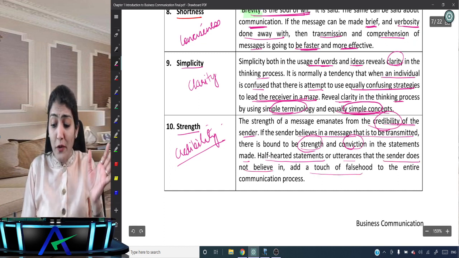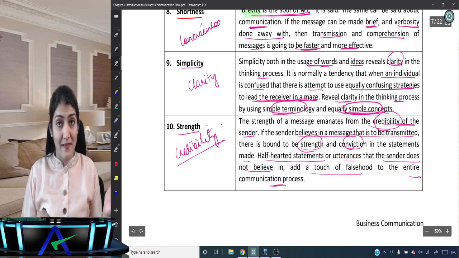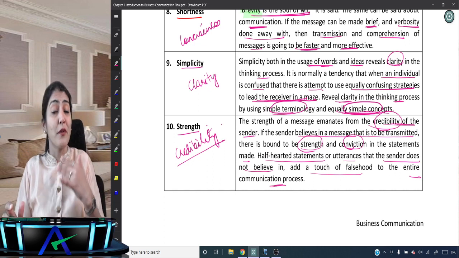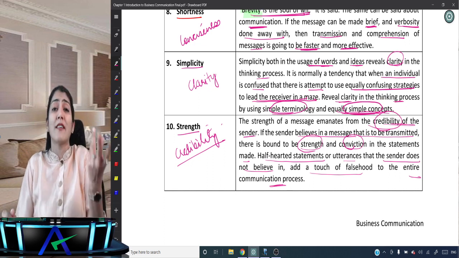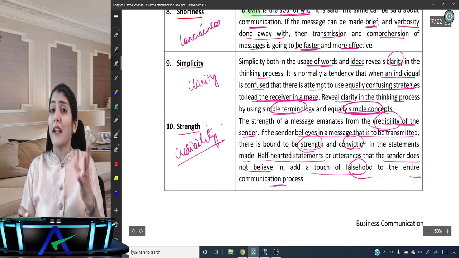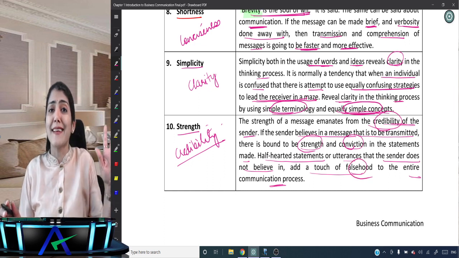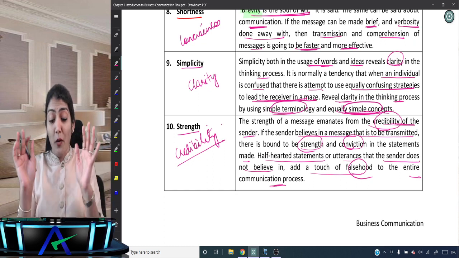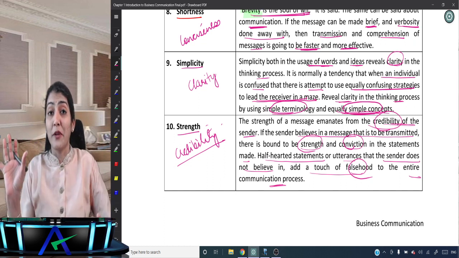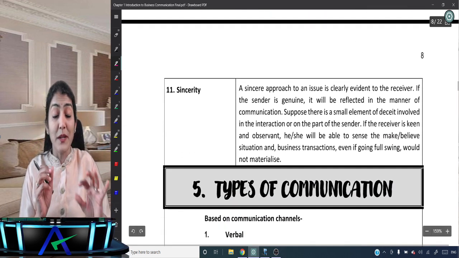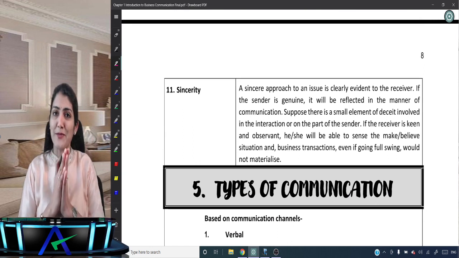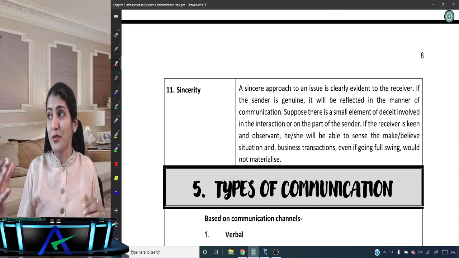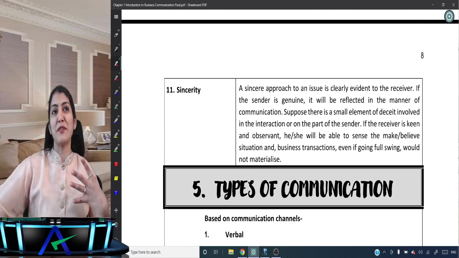They add a sense of falsehood to the entire communication process, so it's not truthful, you can't believe it, you don't know how far it is true. So honesty is the best policy: clarity, simplicity, honesty, and it's good for effective communication also. And the last one which we have over there, and I know all my students are always very sincere, right? So, a sincere approach. You should not be having any air.